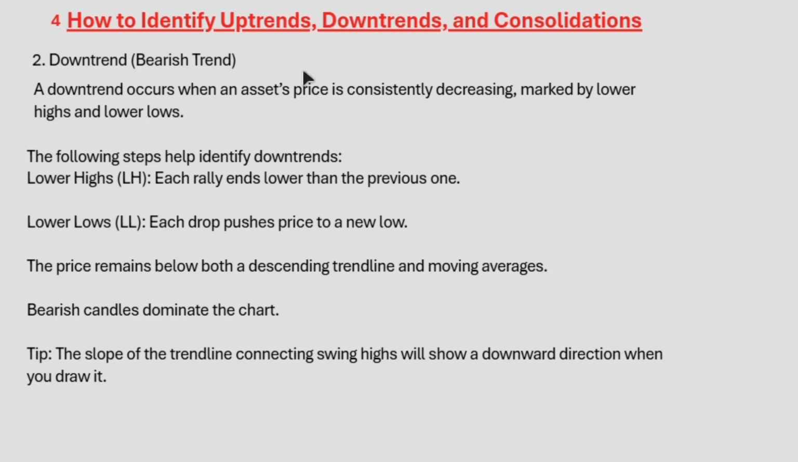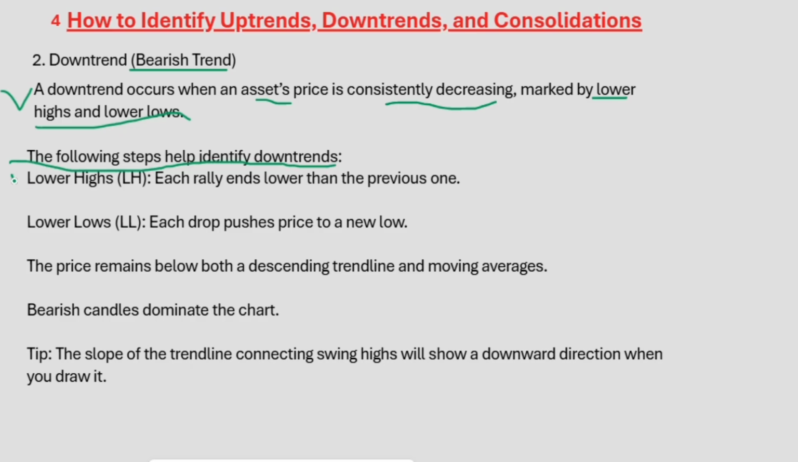Now, the second one, how to identify a downtrend. A downtrend occurs when an asset price is consistently decreasing, marked by lower highs and lower lows. Remember we learned about lower highs and lower lows, which occur when price is in a clear downtrend. The following steps help identify a downtrend.